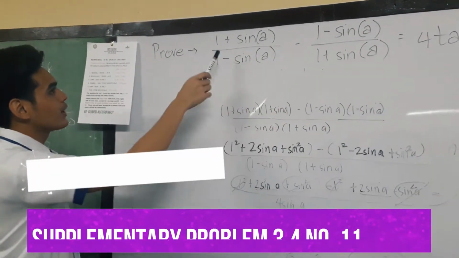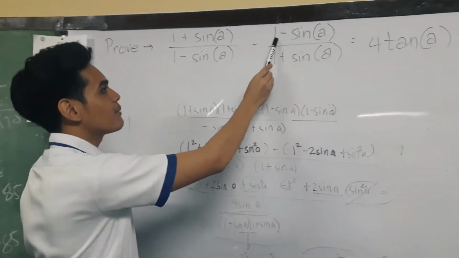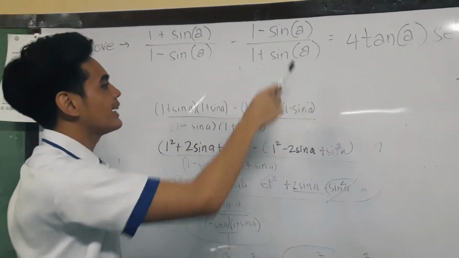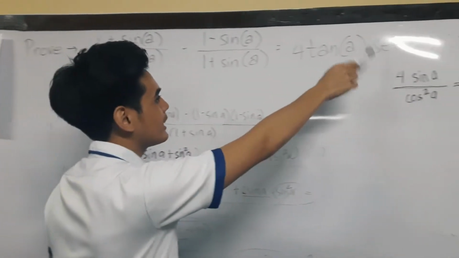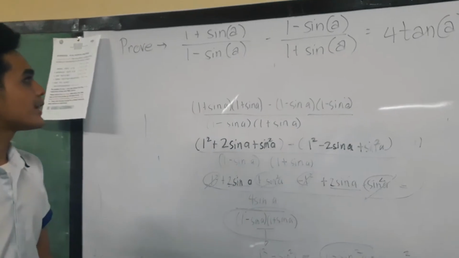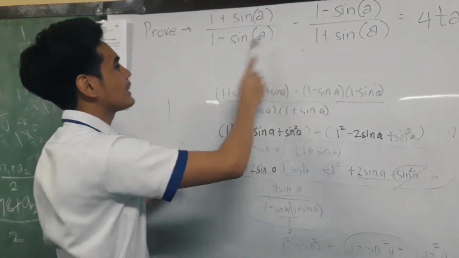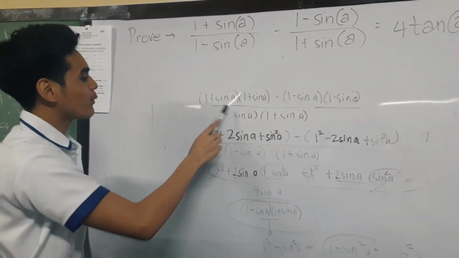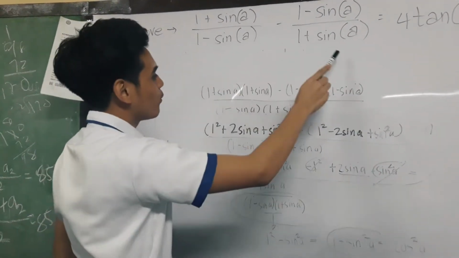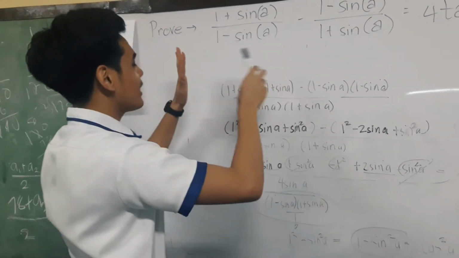So prove that 1 plus sine a over 1 minus sine a minus 1 minus sine a over 1 plus sine a is equal to 4 tangent a secant a, and that we should find it to be true. Okay. So first, what we do is to simplify this whole equation. So what we do is we find the LCD. So the LCD is 1 minus sine a times 1 plus sine a. That's the LCD. Now, we combine these terms.